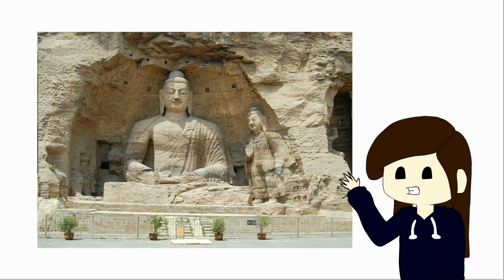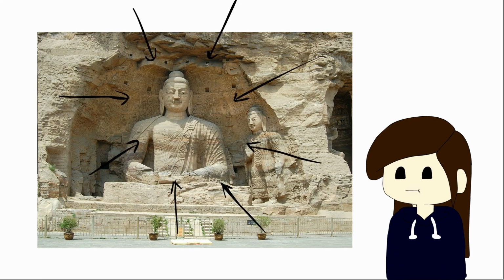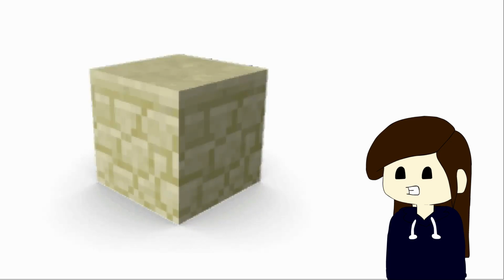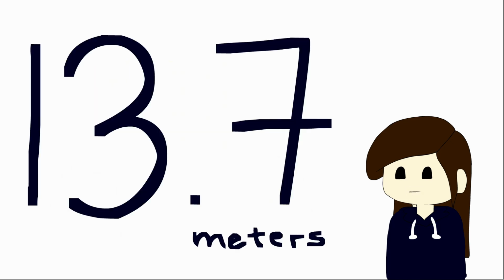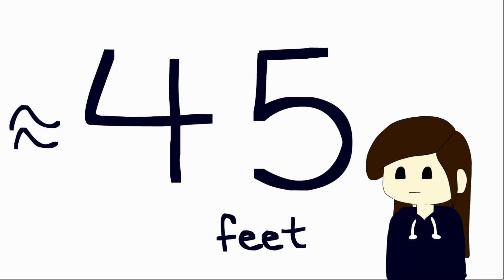An open form is where the attention of the viewer is scattered at the different objects in the piece, but a closed form is where the attention is focused inward. The seated Buddha is focused inward, so it has a closed form. It's made out of sandstone and stands at an astounding height of 13.7 meters tall, which is about 45 feet.